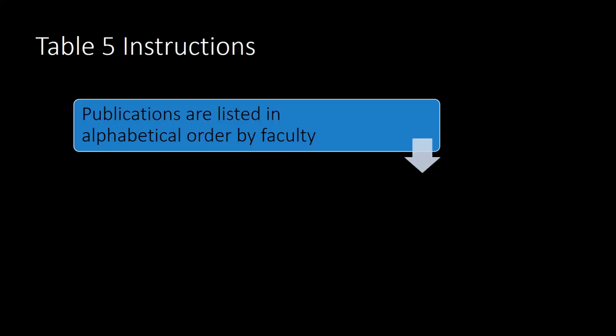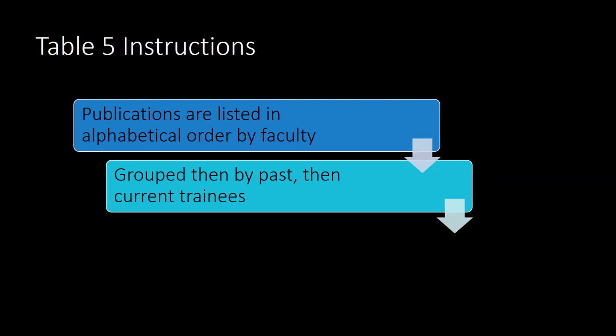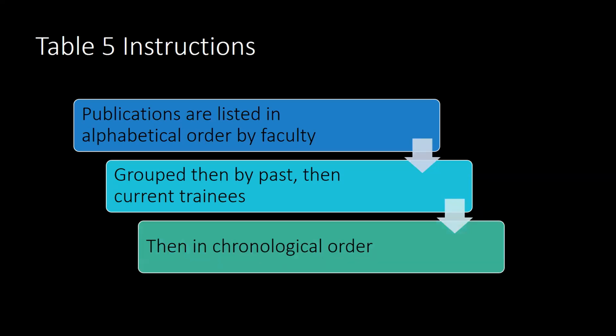Table 5. When you actually put it in the table, you need to list it in alphabetical order by the faculty, then group them based on past or current trainees, and then put it in chronological order by date. It's kind of a hassle to format this in Word, if anyone has done this in Word.